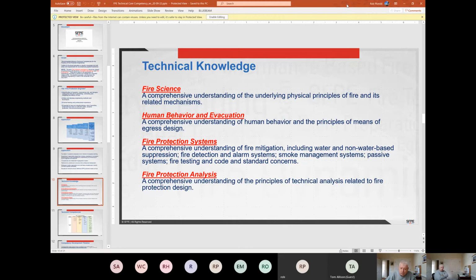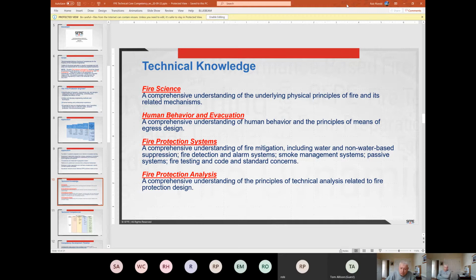So fire science, what does that entail? It's a comprehensive understanding of the underlying physical principles of fire and its related mechanisms. Human behavior and evacuation, just as you might think. The principal means of egress associated with getting people out of the area, and their human behavior when they're in an emergent situation.